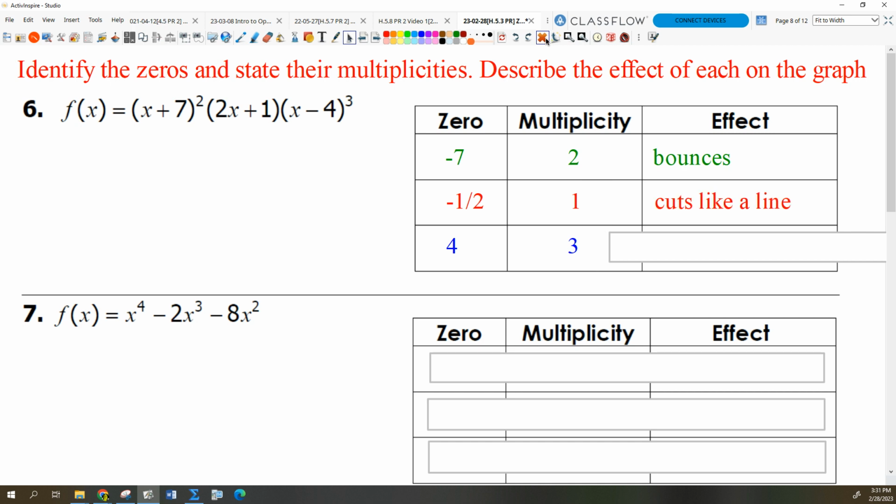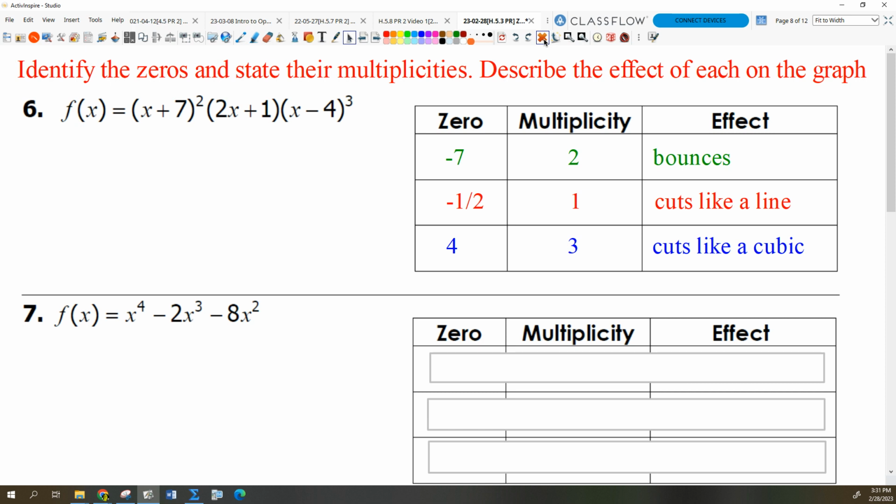And this is really cool. What's going to happen at 4 where the multiplicity is 3? It's going to cut like what kind of function? Like a cubic. Yeah, it's going to cut like a cubic. And when we graph this thing, that's actually what it's going to look like.